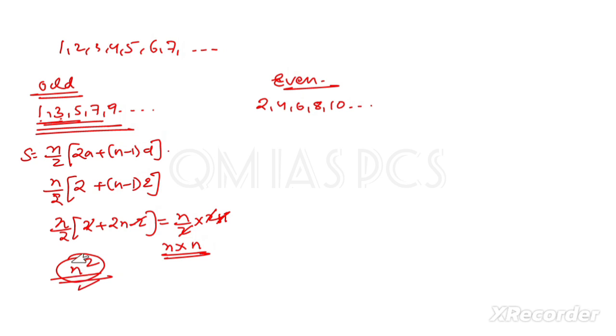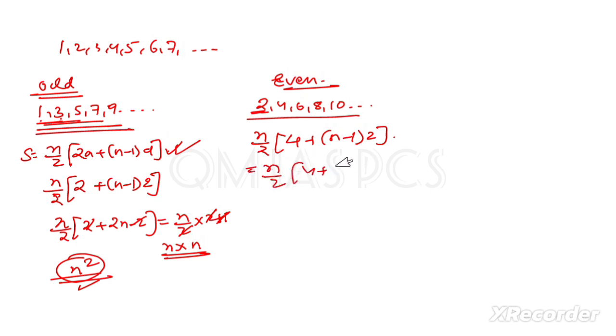It is easy. Now for even numbers, you can use the same formula, just substitute a equal to 2 and d equal to 2, because the difference is 2 and a is equal to 2, right? So n by 2, 2 multiplied by a, that is 4, plus n minus 1, d equal to 2. So here is n by 2, 4 plus 2n minus 2. So here it is n by 2, and this is 2n plus 2.